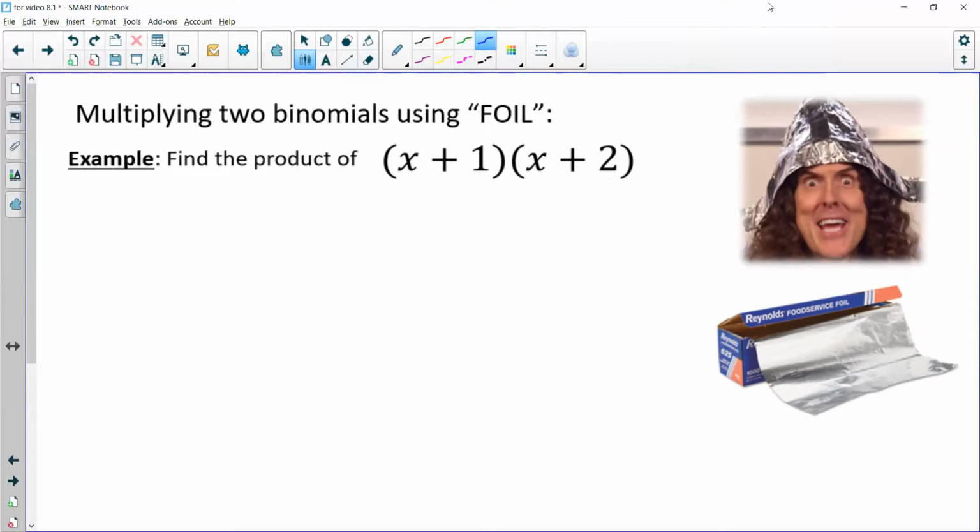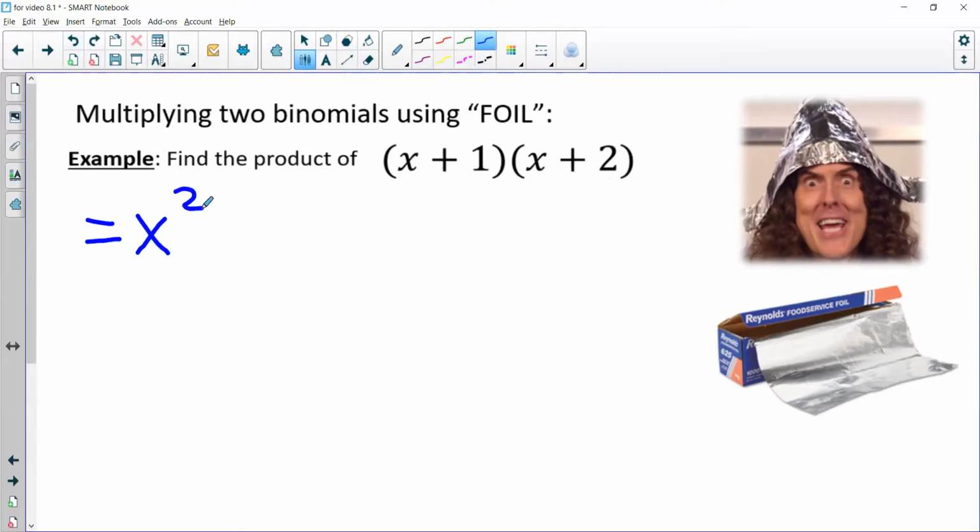Well, anyway, first means to take the first term times the first term. So the first terms in each binomial. So that means I would do x times x, which gives me x squared.